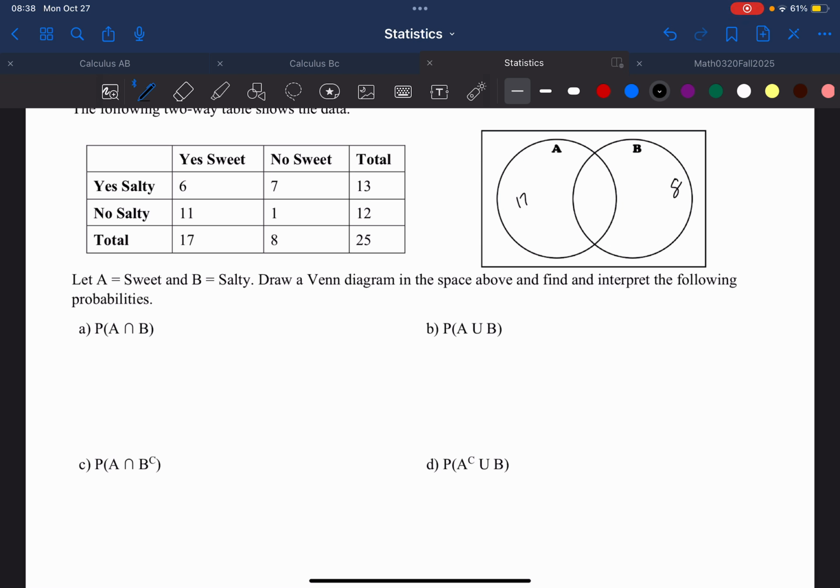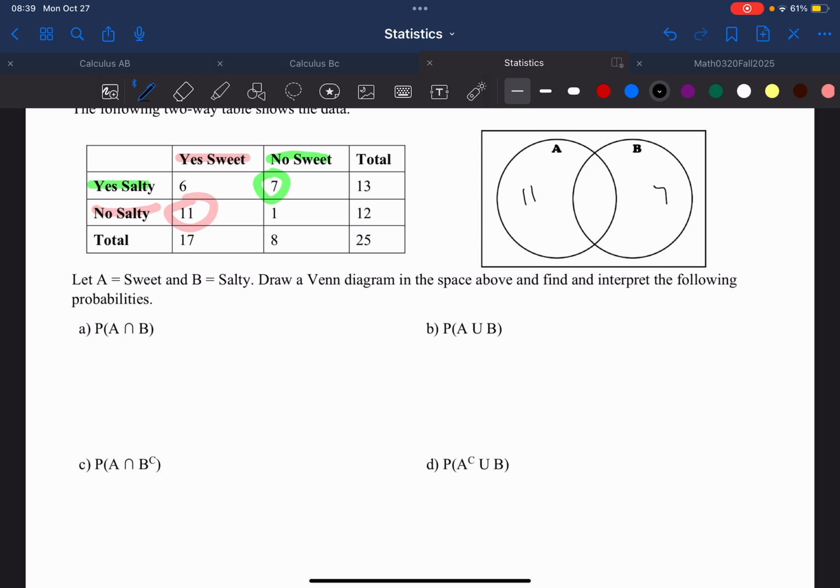Sorry, 1 second. I'm looking through this real quick. A is sweet. Let me rephrase this a little bit. If A is sweet, that means they are saying yes to sweet but no to salty. Well, that would be 11. And if B is salty, that means no sweet. So they're saying yes to salty but no to sweet. So that's 7.